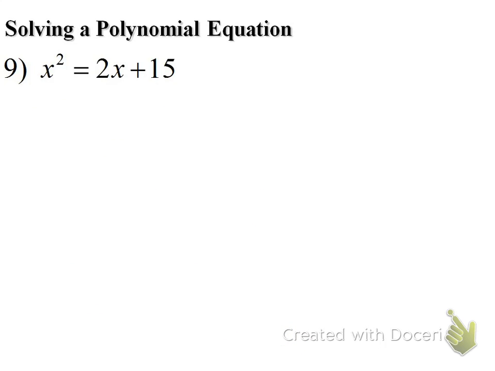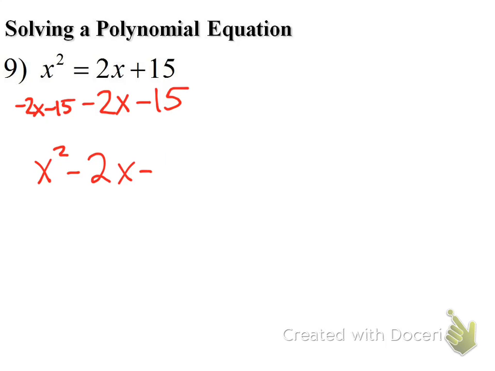Here's our next one. Again, this is one you should know how to do. How should I start this? Subtract 2x and 15. Good. We want to get everything to one side. Remember, we always want the x squared term to be positive as well when we're factoring. So now it looks like this.